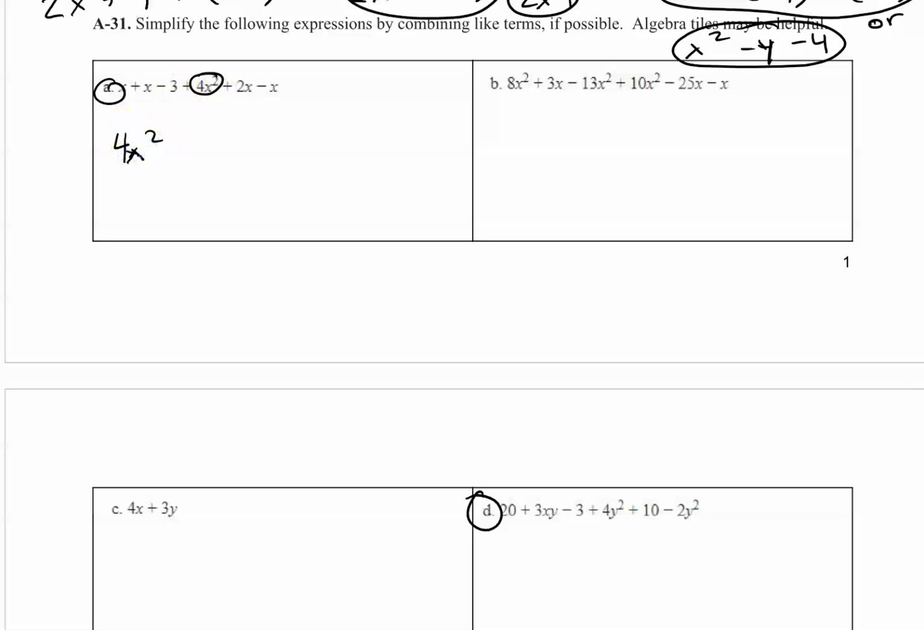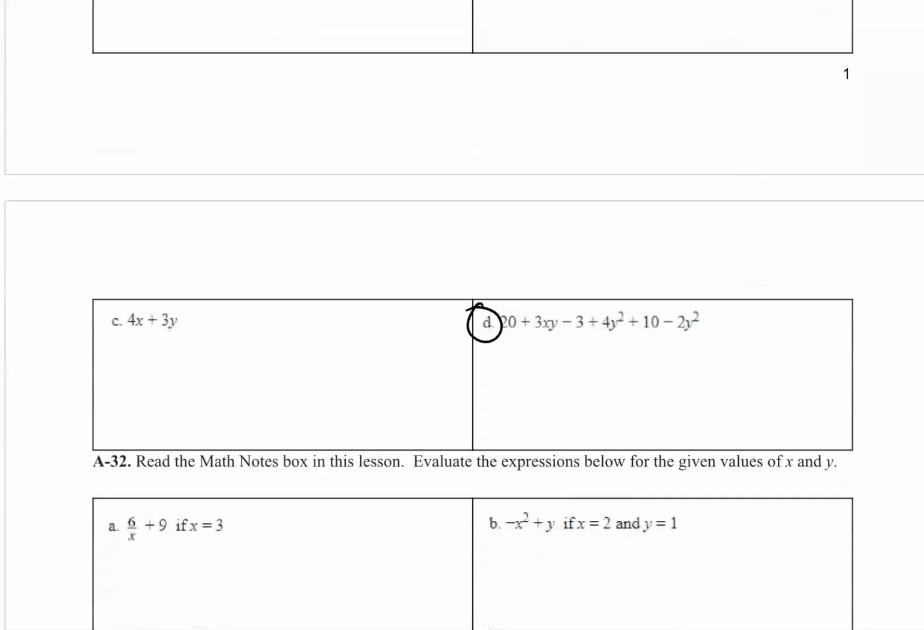Next, we go for the x terms. We have a positive x, positive 2x, and a -x. So we're going to have 2x, 3x, 4x, and then take away 1x. 3 x's total, right? 4 x's minus an x for 3x. Last but not least, we have a constant, a number, and that's the only one. There's your answer.